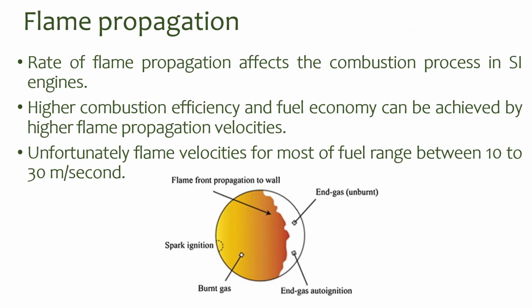Now flame propagation. Rate of flame propagation affects the combustion process in SI engines. Higher combustion efficiency and fuel economy can be achieved by higher flame propagation velocities. But unfortunately, the flame velocity of most of the fuels ranges between 10 to 30 meters per second only.